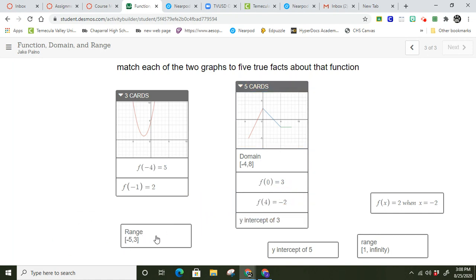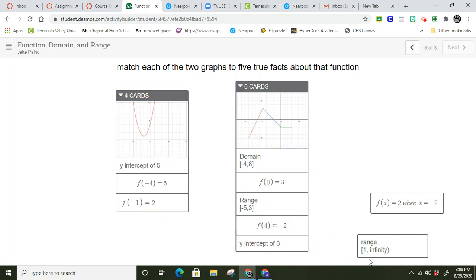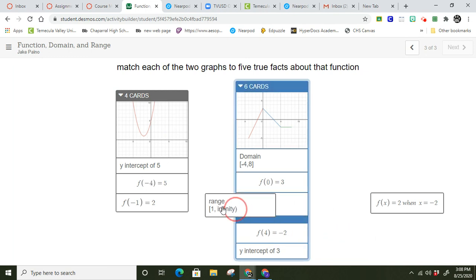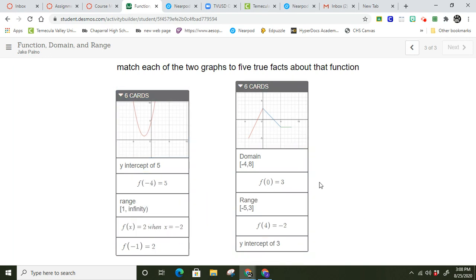And then the range is -5 to 3. That's this one. Y-intercept of 5. Range is 1 to infinity. That is definitely true. F of x equals 2 when x is -2. So when x is -2, y is 2, so that goes here.